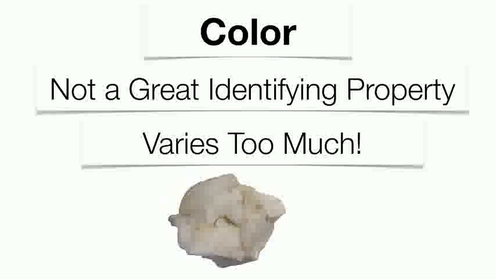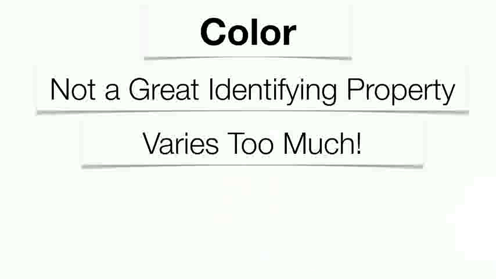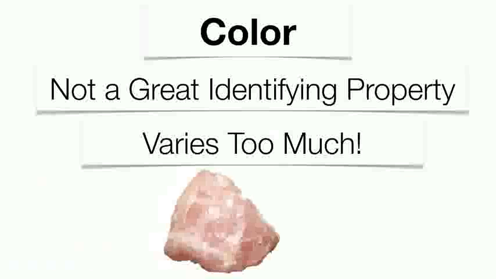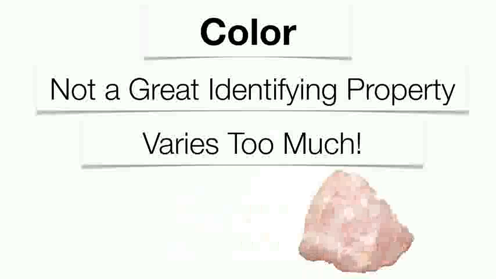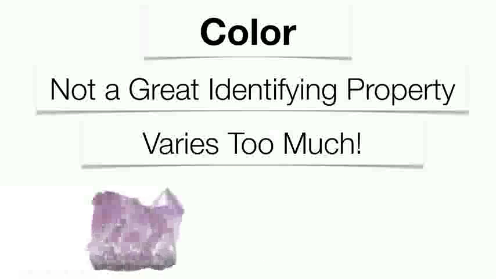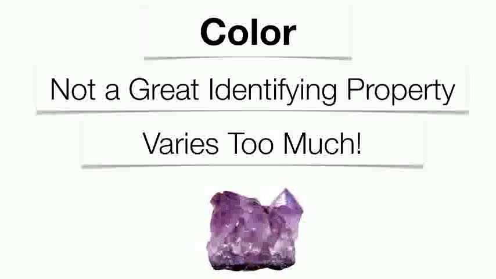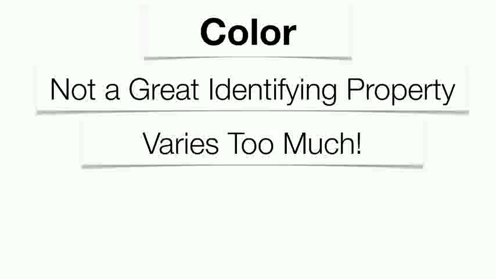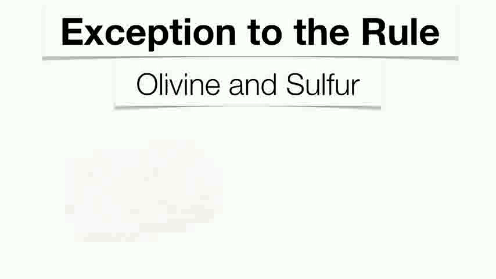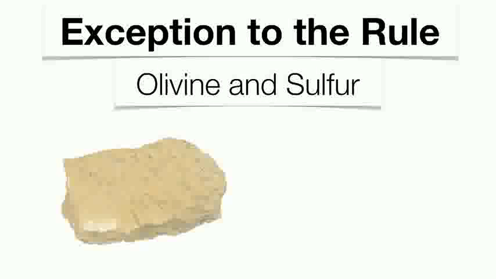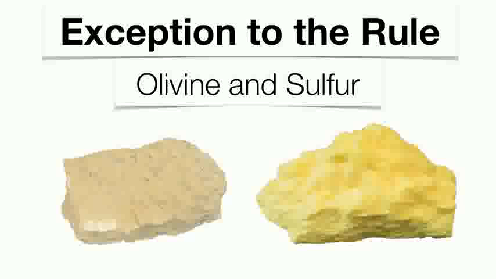So you see that this sample of quartz, that's what we call milky quartz. This is a sample of rose quartz, still quartz, different color. And this is a sample of purple quartz, still quartz. Again, you notice you have three different samples, three different colors. So color is not a good identifying property, even though it's the first thing that you notice with a mineral. The exception to the rule here is going to be olivine, which is always olive green, and sulfur, which is always going to be a nice yellow color. Those are going to be two minerals that you could use color to help identify.